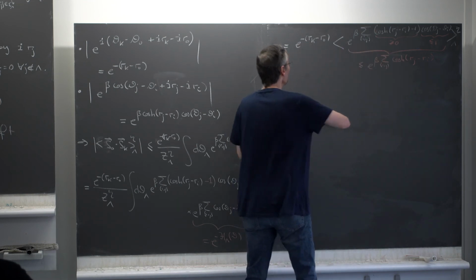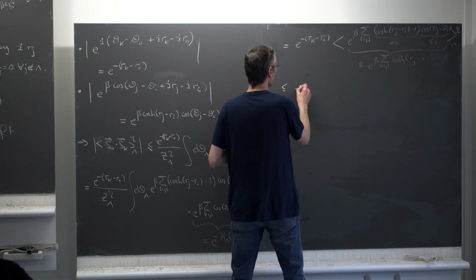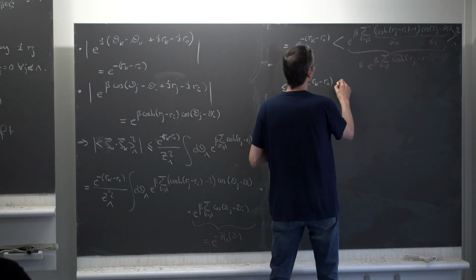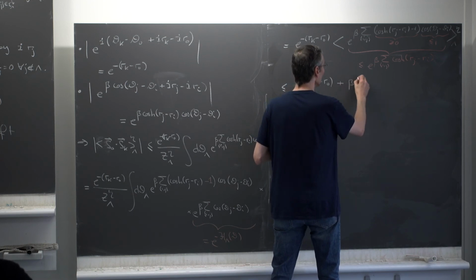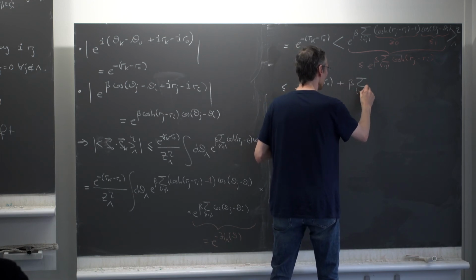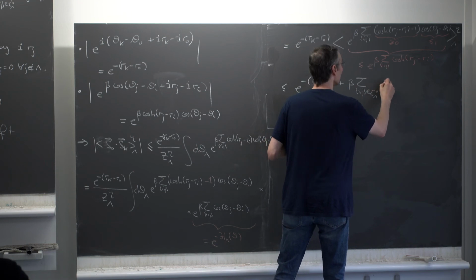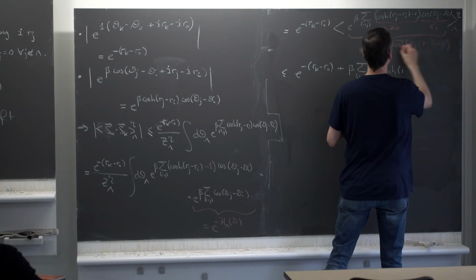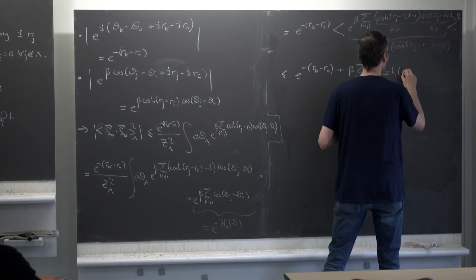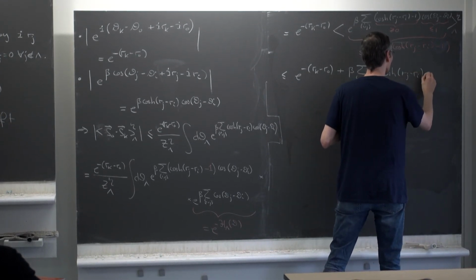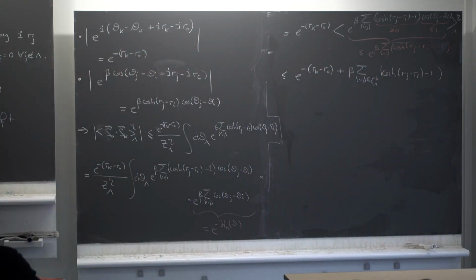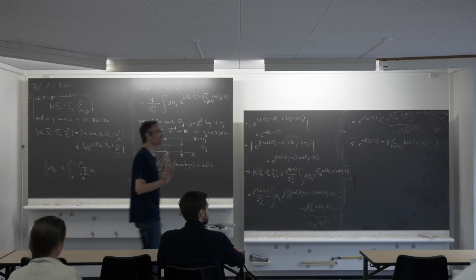So we just get that this is smaller than E^{-(R_k - R_0)} plus β sum over all ij's in E_Λ of cosh, there is a minus 1 that I forgot, cosh of (R_j - R_i) minus 1. So we are done. Now you don't need any ideas anymore.